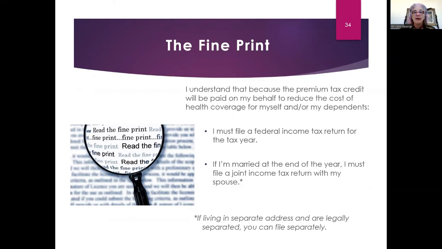And if you're married, you have to file jointly. You can't file as a single household or married filing single. You can't do that. If you're married, you have to file together. The exception to the rule is if you are living at separate addresses and are legally separated, then you would just file as if you're single, and this application would also be as if you were two single people.